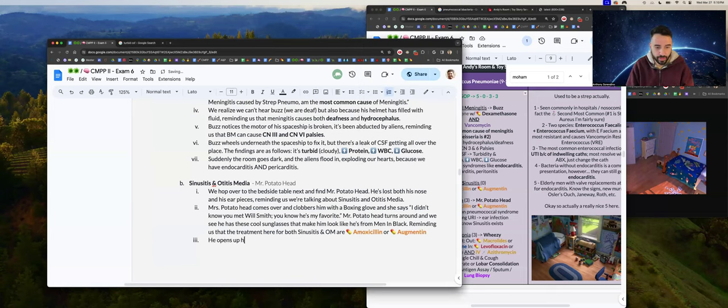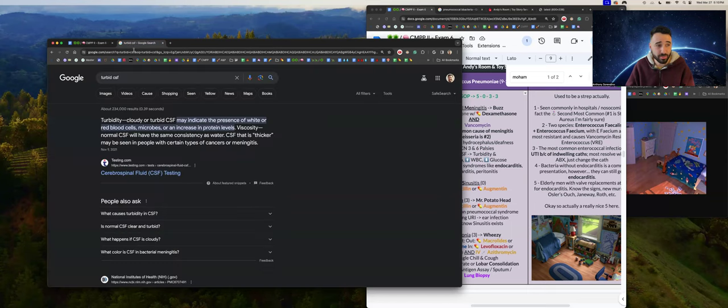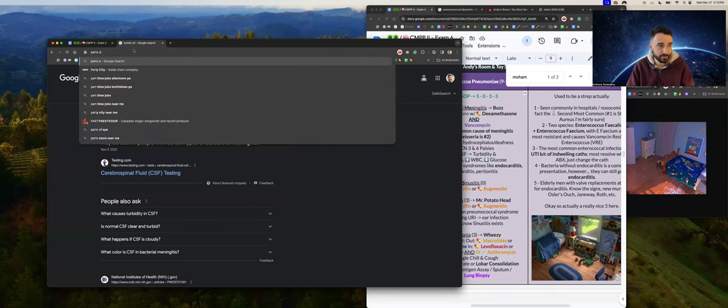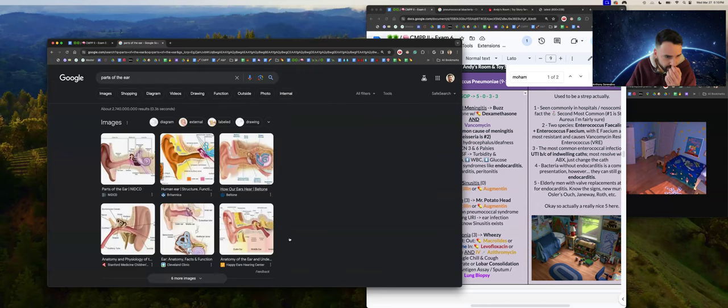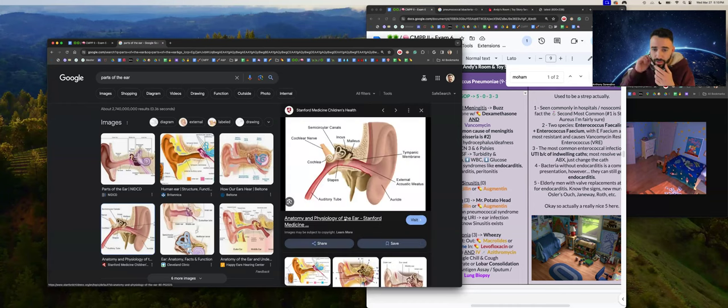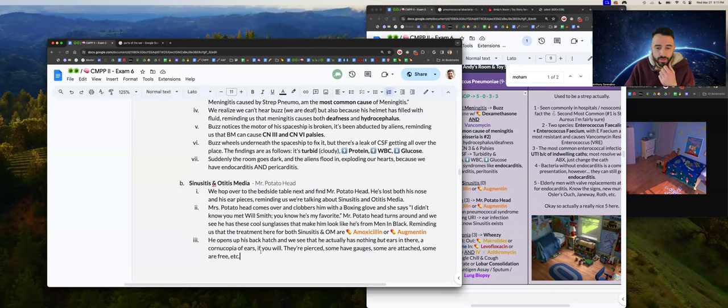He opens up his back hatch and we see that he actually has nothing but ears in there. A cornucopia of ears, if you will. They're pierced. Some have gauges, some are attached. Some are free. I don't even remember what that's called. It's not the auricle, is it the pinna? I think the pinna is the whole thing. Is it the tragus? Oh no, it is the auricle. Oh yeah, tragus is up here. Some are attached, some are free, etc.